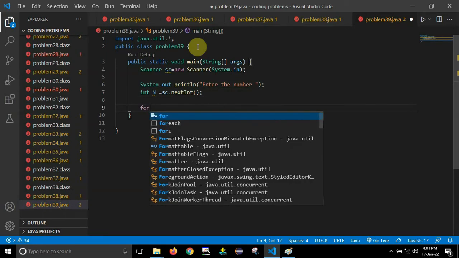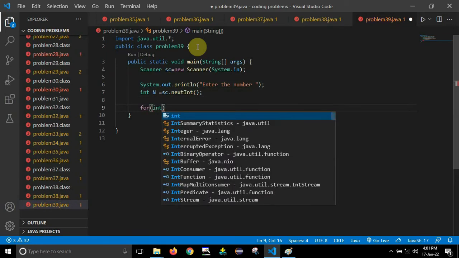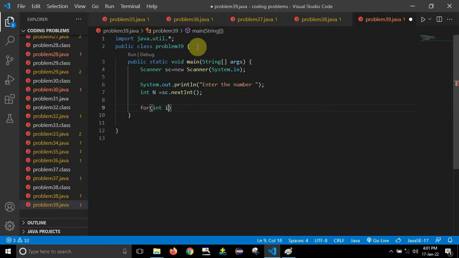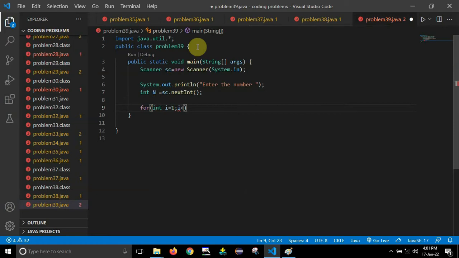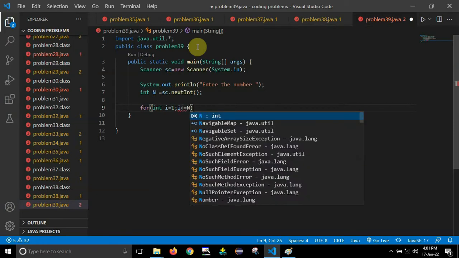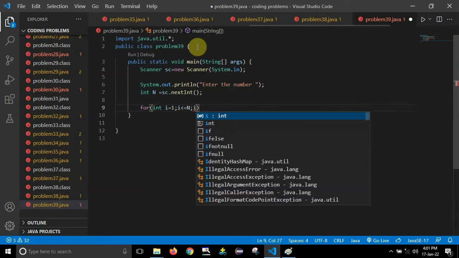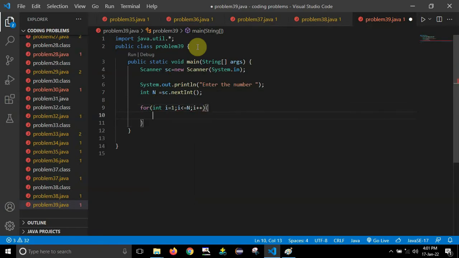So the loop should start from 1, guys. Okay, so for int i is equal to 1 and i should be less than or equal to capital N, and i plus plus. So it should run up to this, and here I will be taking another count. Let us say int count equal to 0. I will initialize it with 0 so that I can check it later.